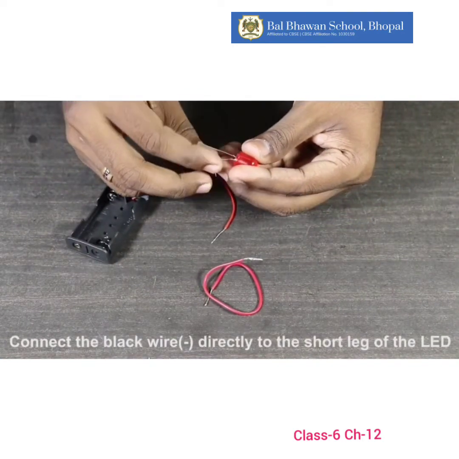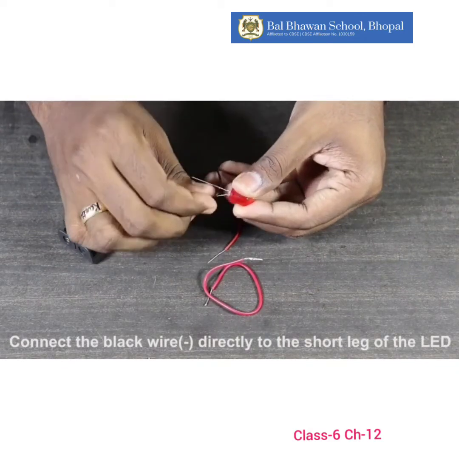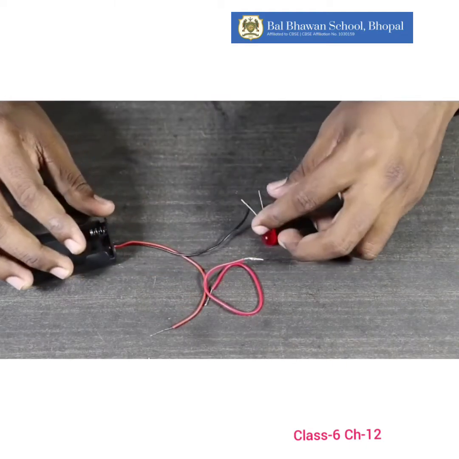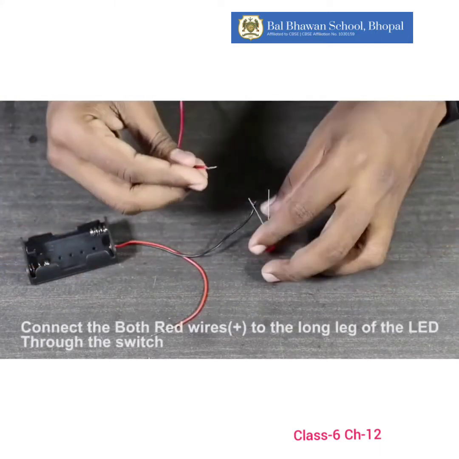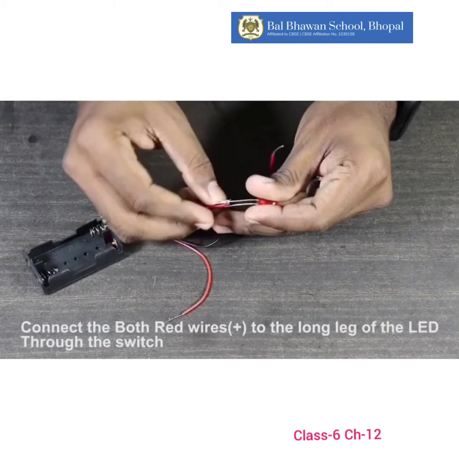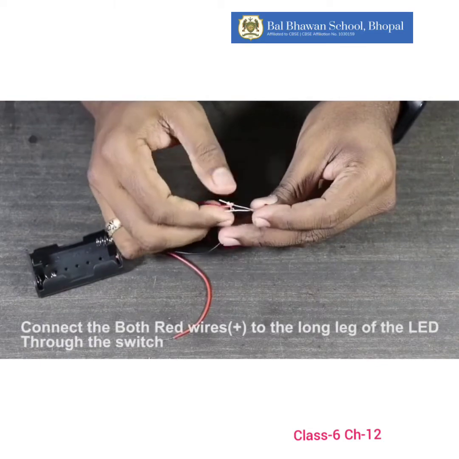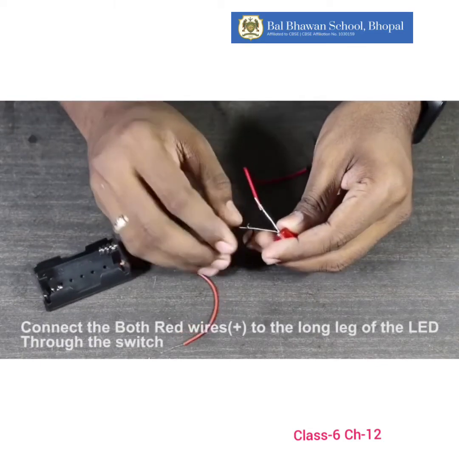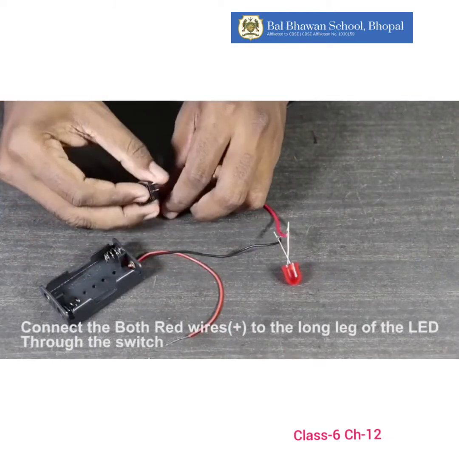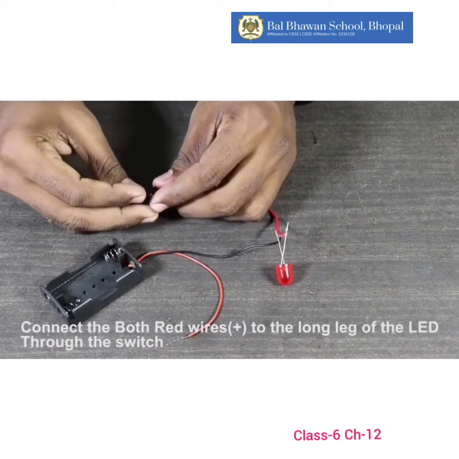Now connect the black wire, that is the negative, directly to the short leg of the LED. Tie it properly. Now connect the red wire, positive, to the long leg of the LED through the switch. Fix it properly. Tie the wire carefully. This is the switch. We are connecting it to the wire.